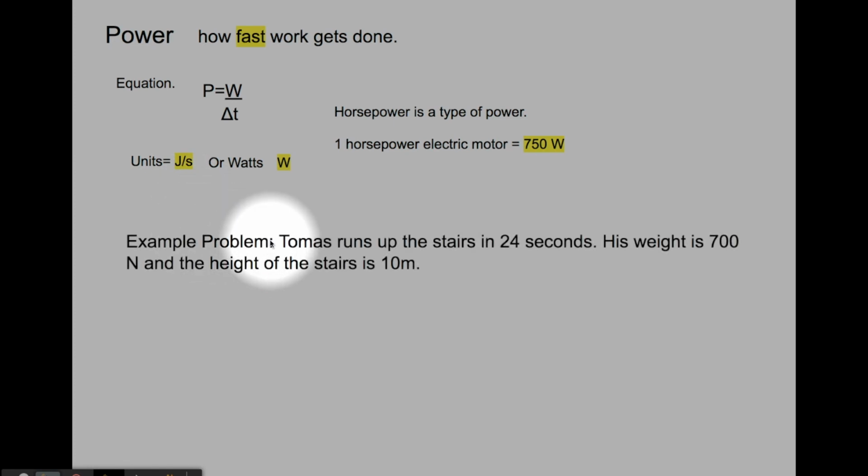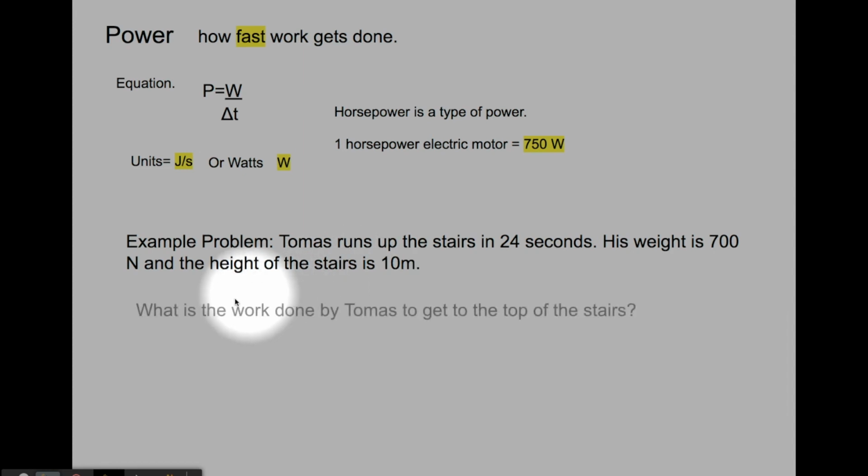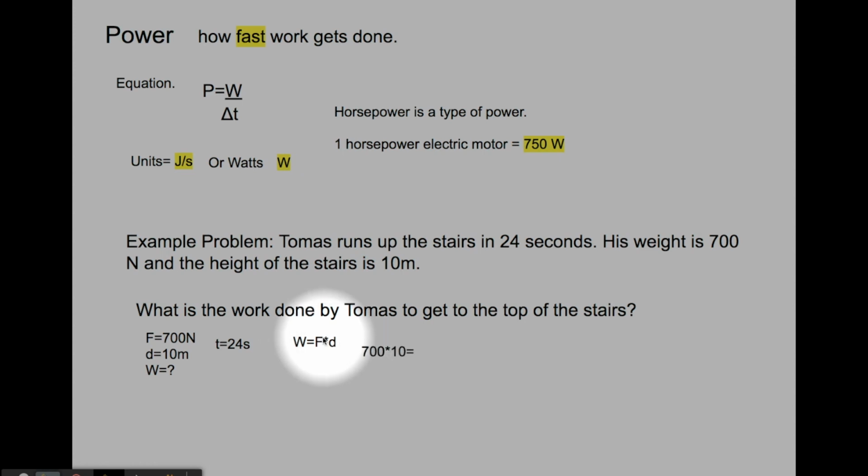So Tomas runs up the stairs in 24 seconds. His weight is 700 newtons, and the height of the stairs is 10 meters. So what is the work done by Tomas to get to the top of the stairs? So identify our variables. His weight, 700 newtons. You could put F sub g here. I wouldn't be angry with that. Displacement is 10 meters. So the work, I'm just going to use that old equation, right? So we'd use this first. All right, so now we're assuming the force is parallel, unless it's said otherwise. So the amount of work done is 7,000 joules.